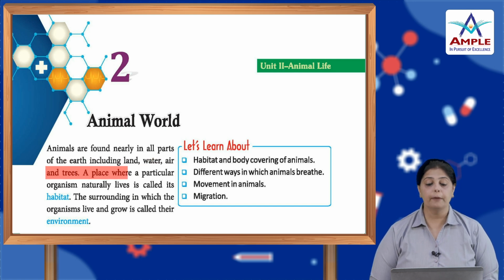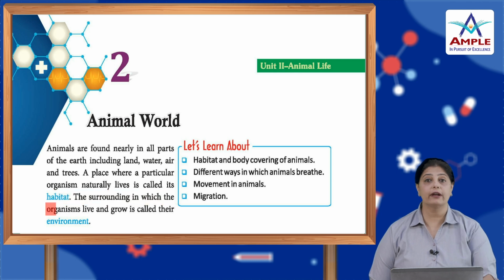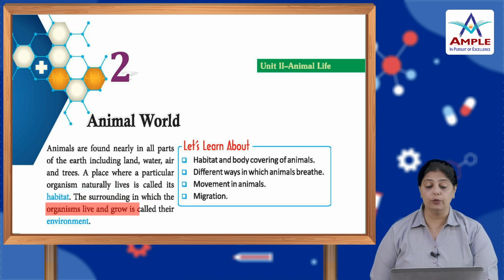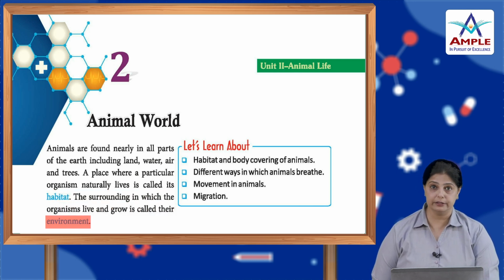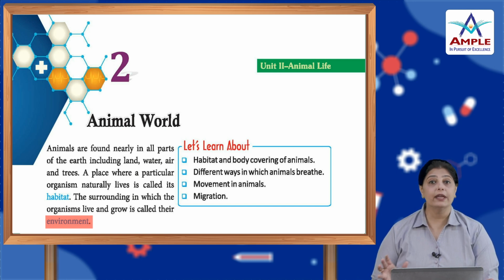All right, so animals are found nearly in all parts of the earth, including land, water, air and trees. A place where a particular organism naturally lives is called its habitat. So, wherever the organism lives, that is its habitat. The surrounding in which the organisms live and grow is called the environment. So, this is applicable to all living organisms. Where they live is the habitat and the area surrounding it is the environment.